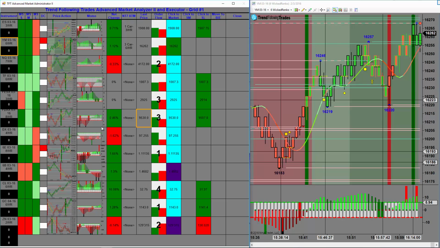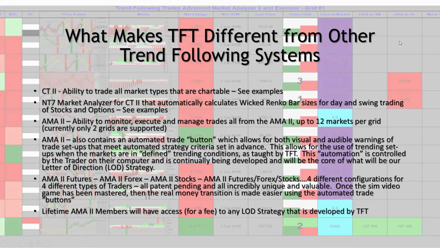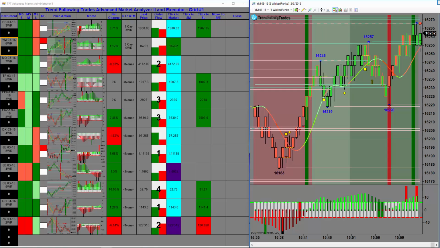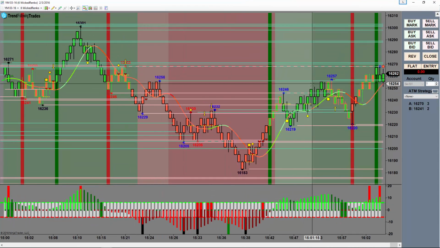Let me get through this PowerPoint. There we go. What makes trend following trades different? We talked about the CT2. We have swings built in, the points high and low. We have the background coloring. I should actually escape out of this. We have the swings built in, and the dots here for different time frames: short, medium, and high.